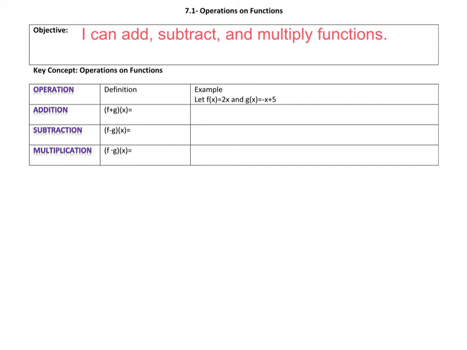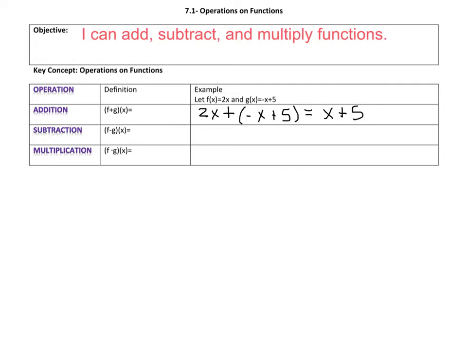When we have addition, f plus g times x, we're going to take each of these functions and just add them. So we're going to have 2x plus negative x plus 5. And if we do this, we're going to have 2x minus x, which is x, and then we'll just have a 5. So our answer would be x plus 5.